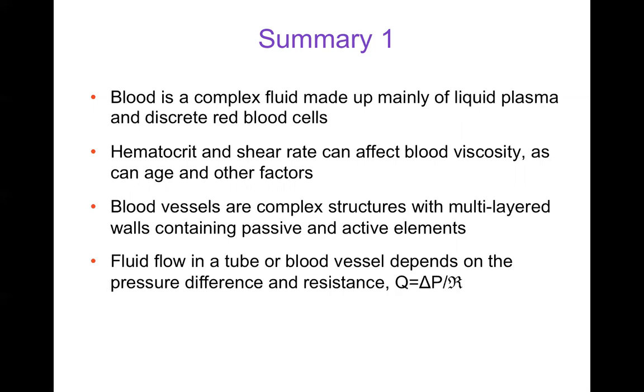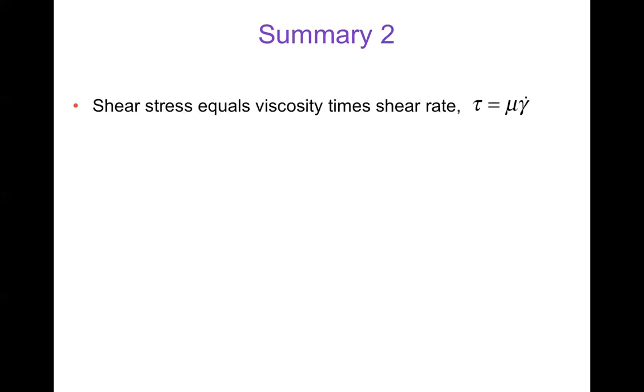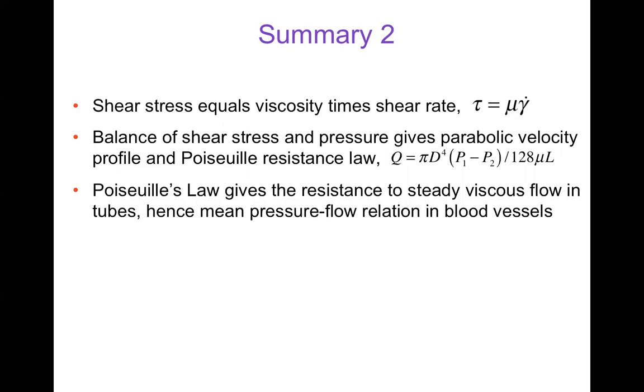We saw that fluid flow in a vessel depends on the pressure difference and the resistance. So Q is delta P over R. Viscous flow resistance we saw was due to frictional losses as fluid elements pass over each other at different velocities or pass over the wall. Second summary slide: we saw that shear stress or shear force, tau, is viscosity times shear rate, gamma dot. We saw that a balance of shear stress and pressure forces gives the parabolic velocity profile that you see in Poiseuille flow. It gives the Poiseuille resistance law.